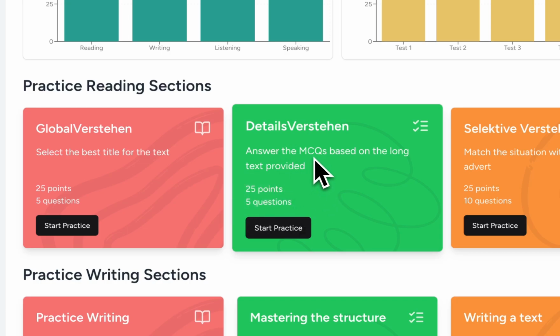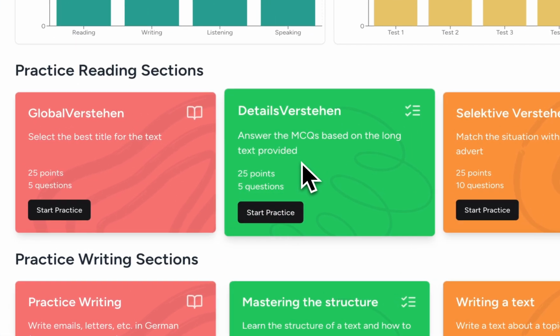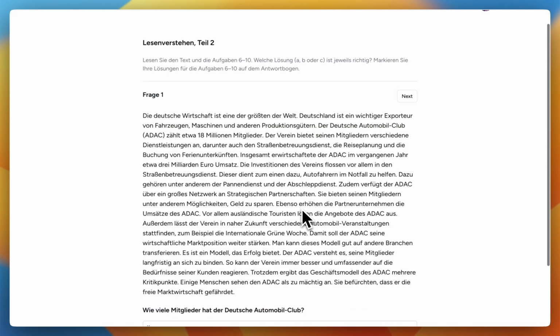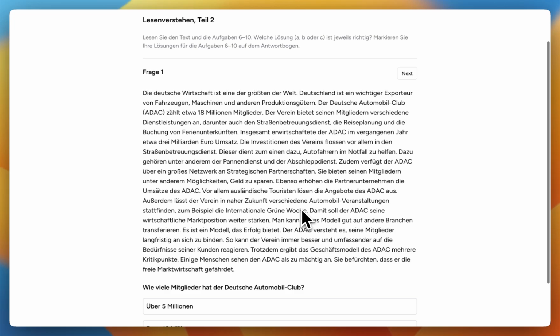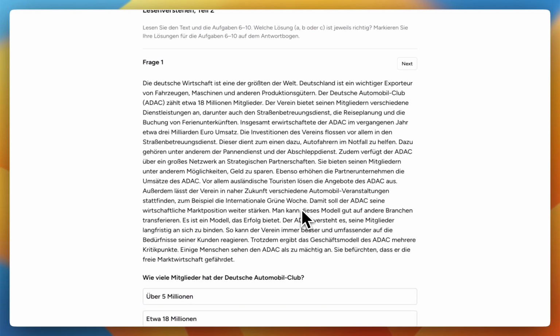In this part of the reading exam, you will be given a long paragraph of text and 5 multiple choice questions based on those paragraphs. And you have to answer the questions. Each question is worth 5 points. And again, this is a relatively easy part of the exam where you can score high marks. So let's look at the tips and tricks on how you can maximize your score in this portion of the exam.